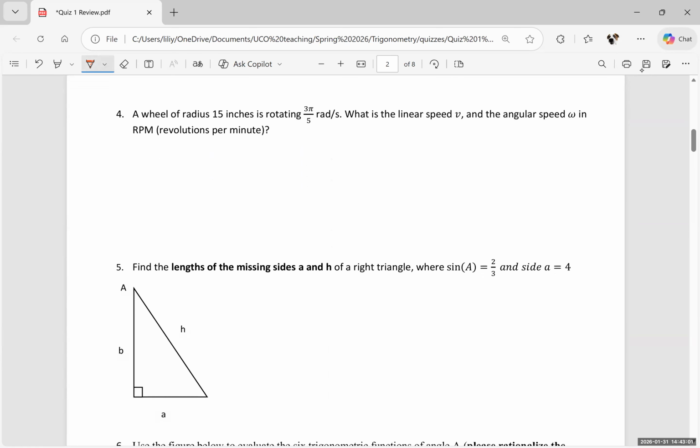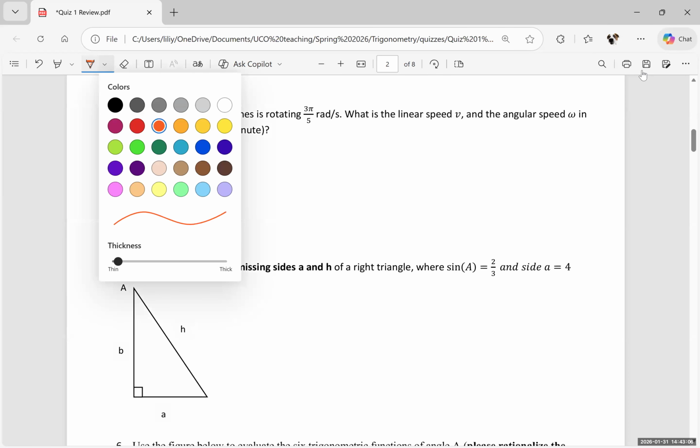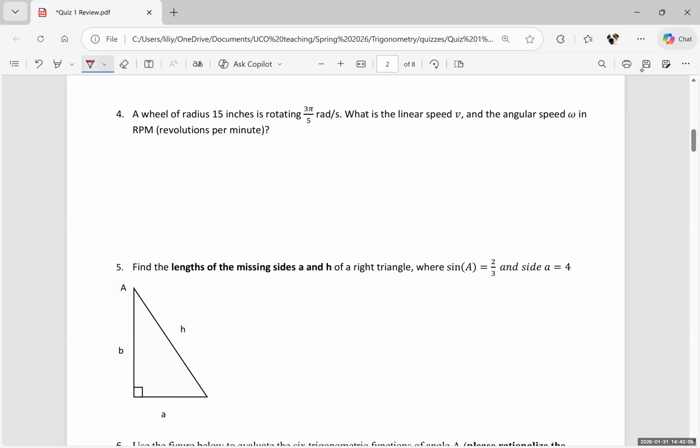Next one, we had some issues with this one on the homework, so let's review this one again. This is really just conversions. A wheel of radius of 15 inches is rotating at 3 pi over 5 radians per second. What is the linear speed and the angular speed in revolutions per minute? Let me write down what we have. R equals 15 inches, and we have omega, which is 3 pi over 5, but it's in radians per second. We'll have to convert it to revolutions per minute.